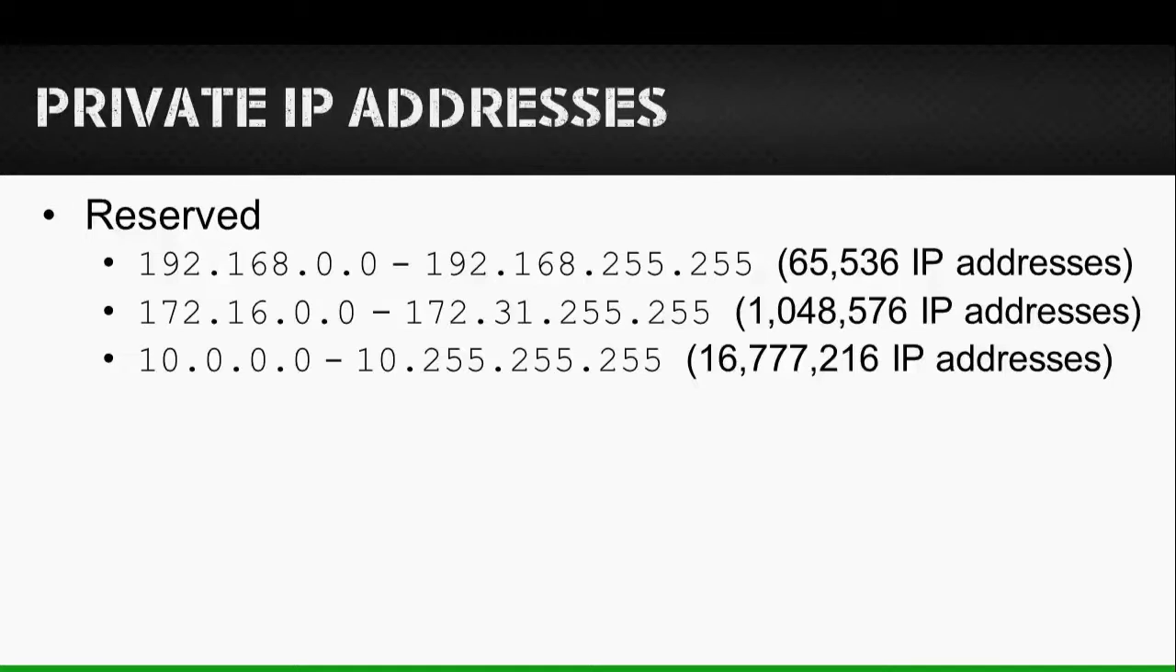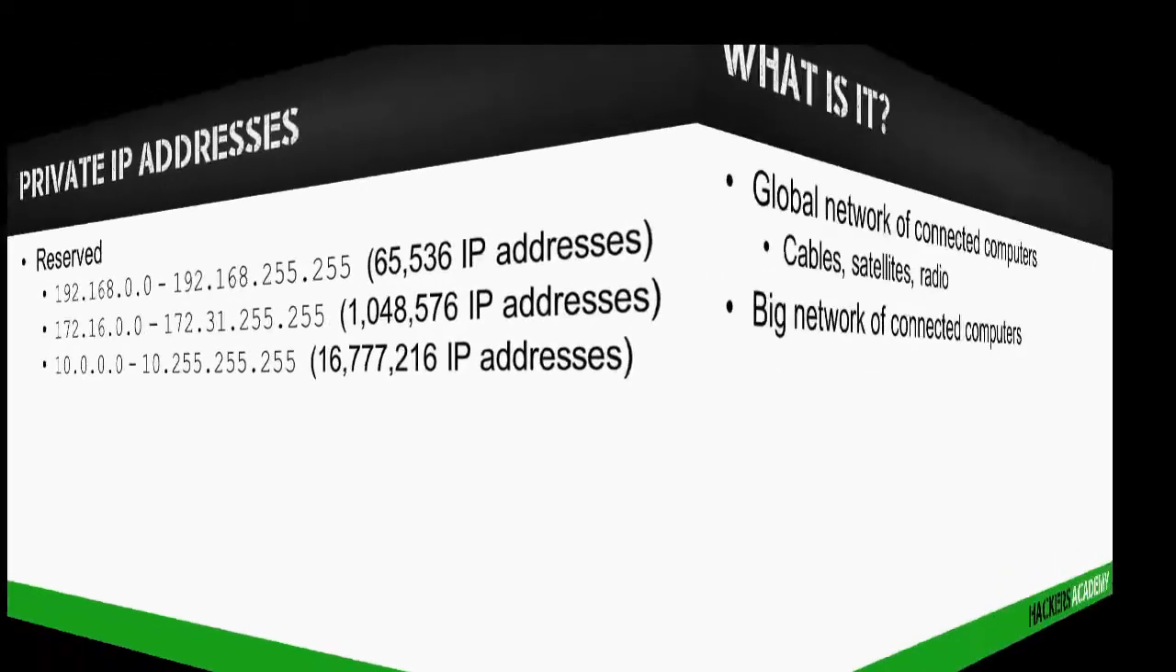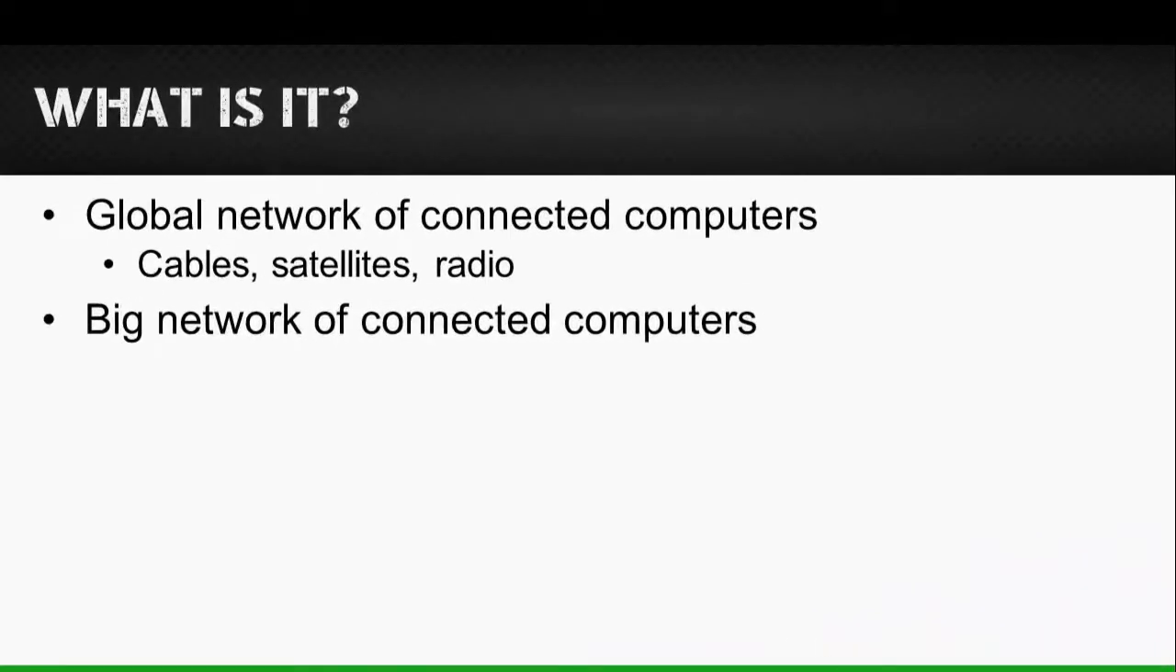Anything from 192.168.0.0 to 192.168.255.255, which is a little bit over 65,000 IP addresses that you can choose from, or the second batch, which is a little bit over 1 million IP addresses that you can choose from, or the third batch, which is a little bit over 16 million IP addresses that you can choose from. So my IP address, for example, as you saw earlier, is from the first pool of 192.168.x.y.